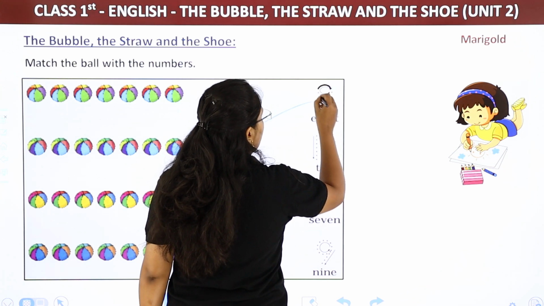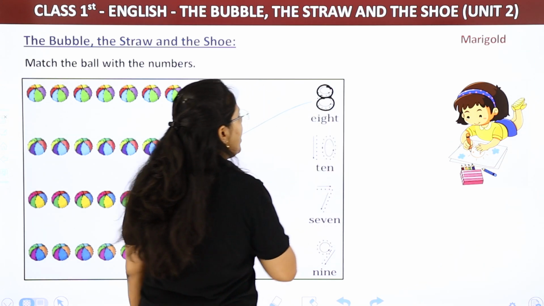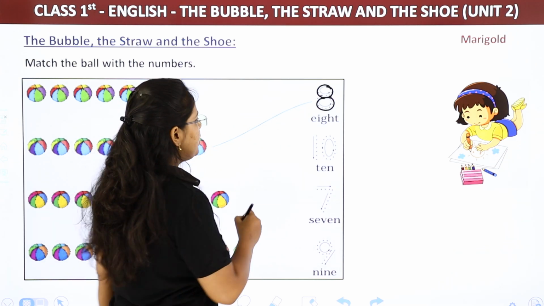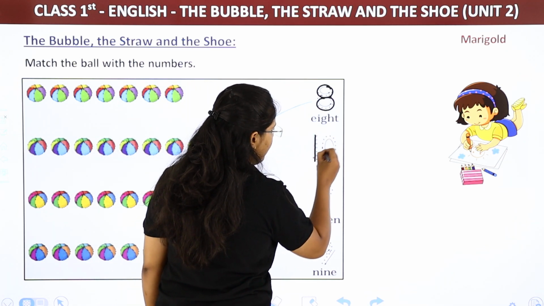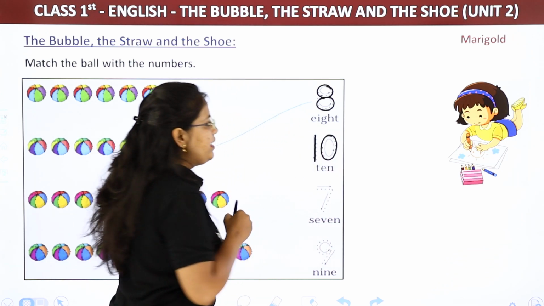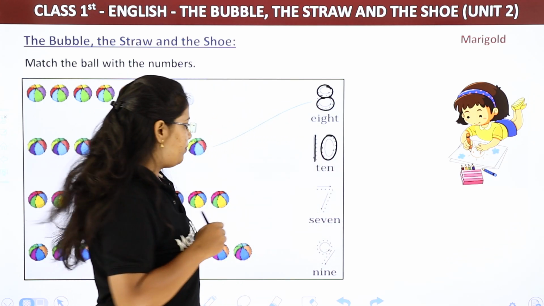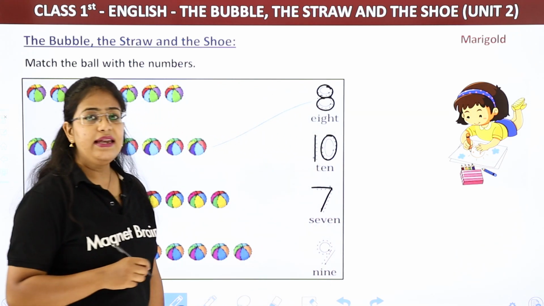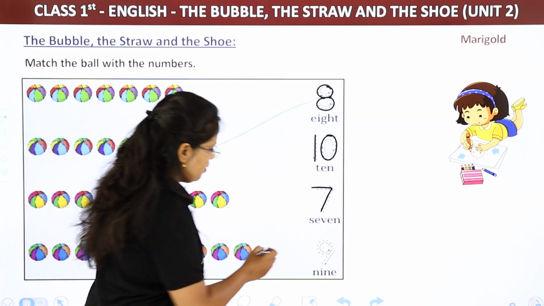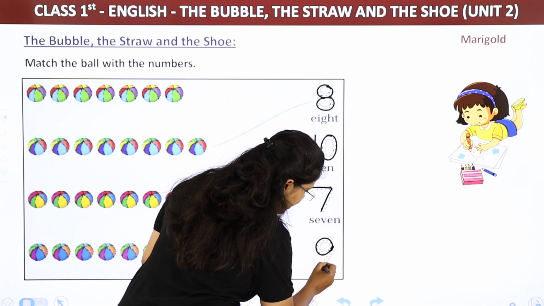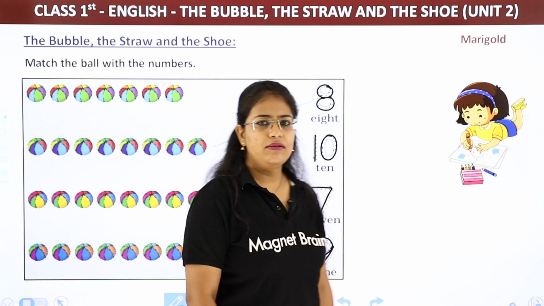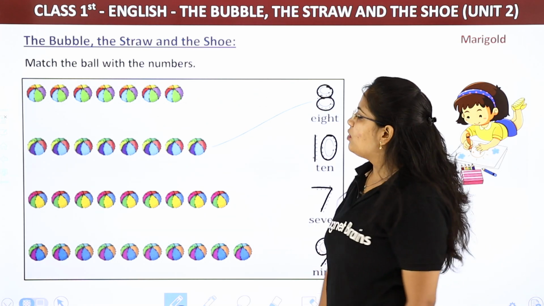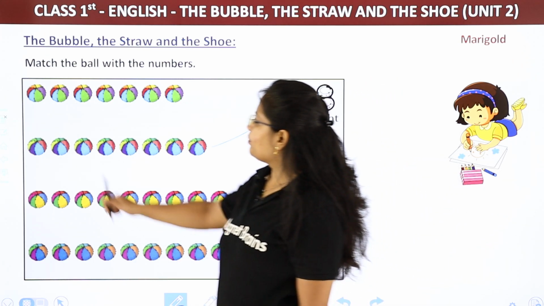EIGHT. 8, E-I-G-H-T, 8. Then T-E-N, 10. S-E-V-E-N, 7. N-I-N-E, 9. Do you know the spellings of the numbers? आते हैं ना? So now you can count and match them.